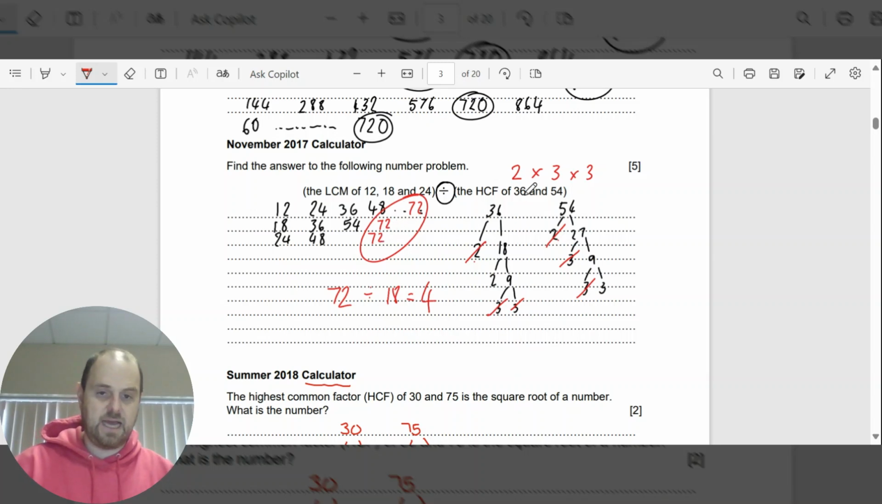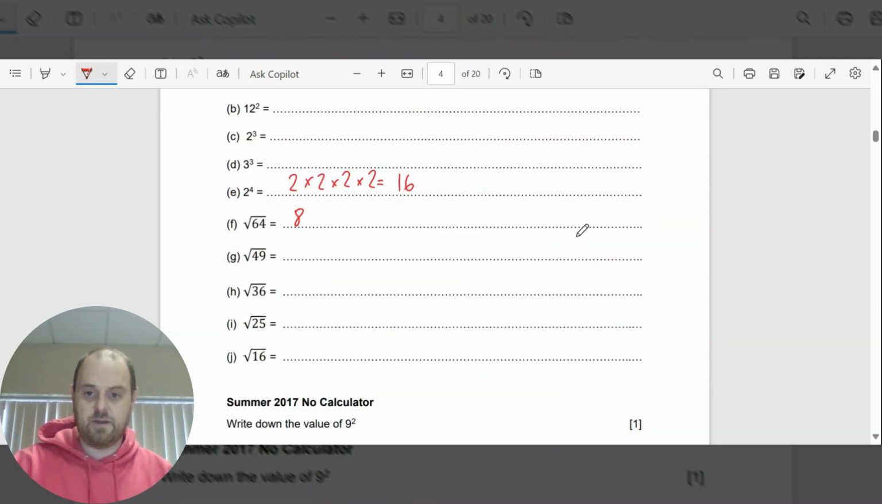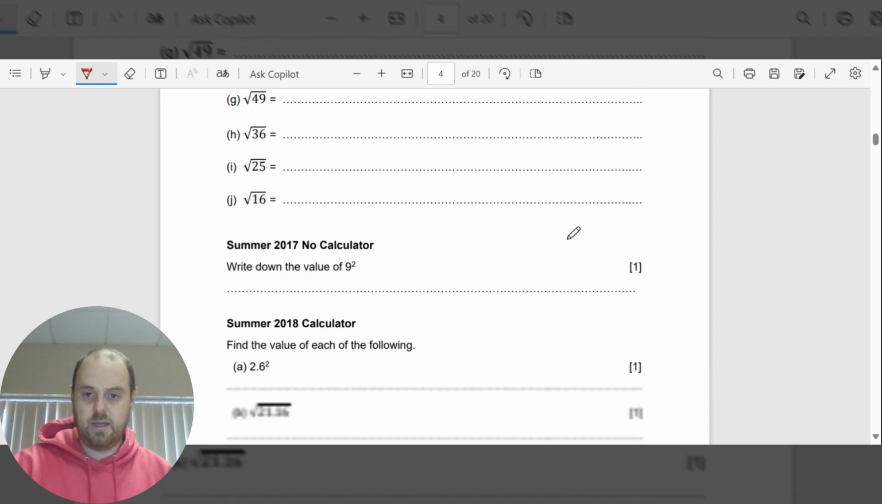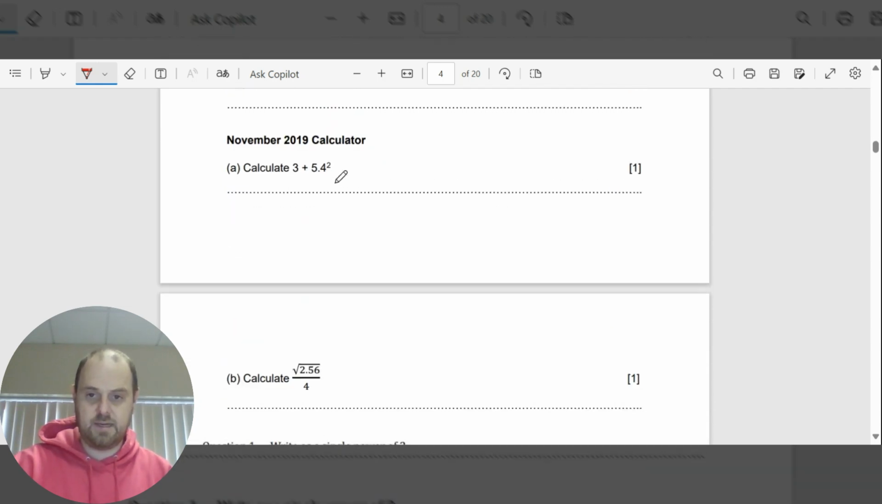I then did the highest common factor of 36 and 54. Noticed that I had to take a 2, a 3, and a 3 out. And when I times those, I got 18, and then divided them. 72 divided by 18 is that. Bits and bobs I've done here. Put these in your calculator as it is.